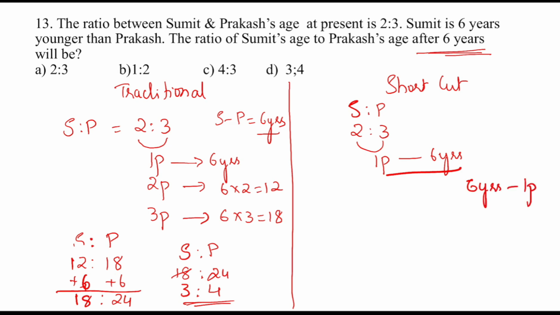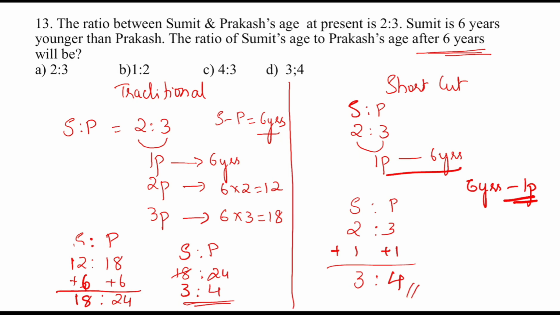So we want their ratio after 6 years. So directly I can add the 1 part here to this 2:3, which is the present ratio. So after 6 years means 6 years is 1 part, isn't it? So directly I can add 1 part here. So how much will it be? 2 plus 1 is 3 is to 3 plus 1 is 4. So 3:4 is the answer.